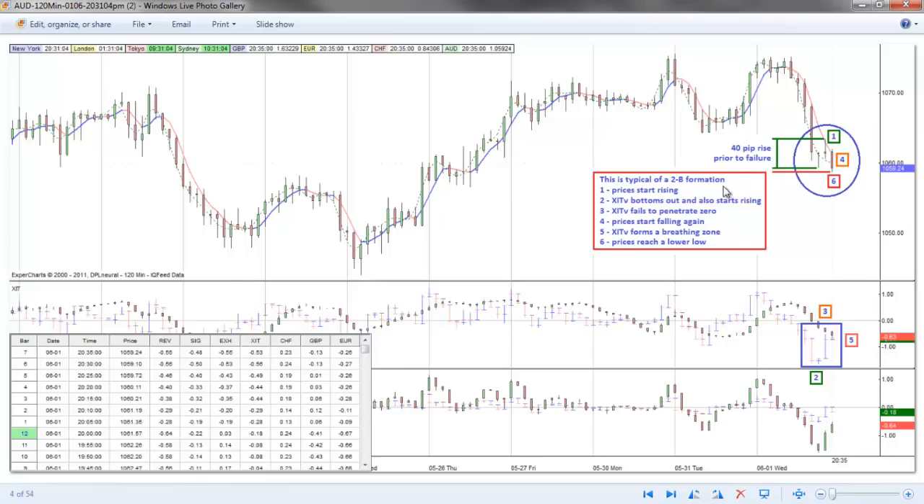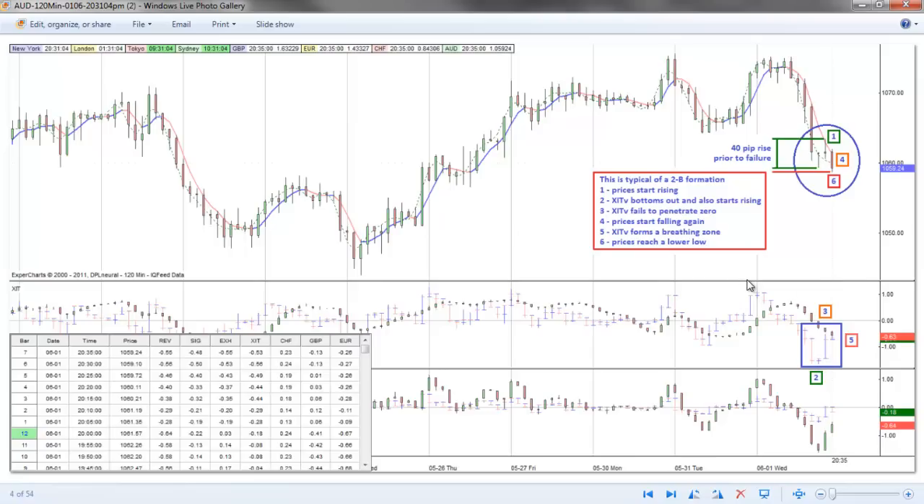So what you can see here is point 1. You can see that there's a 40 pip rise prior to the failure of that turning point. So you can see the prices start to rise in this 2-hour bar. They continue to rise in this 2-hour bar. And what you can see at point 2 here is that XITV bottoms out and also starts to rise. So you can see here that XITV stops around about here, starts to turn around and looks like it's going to go the other way.